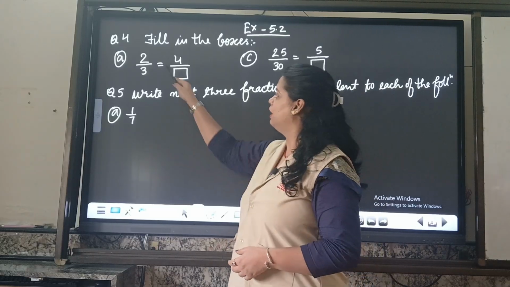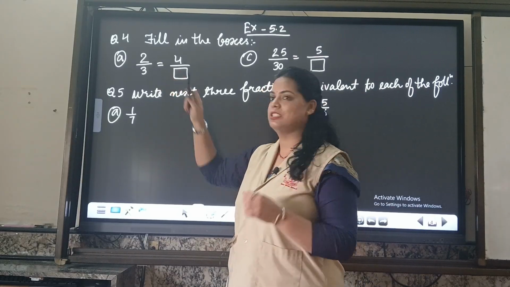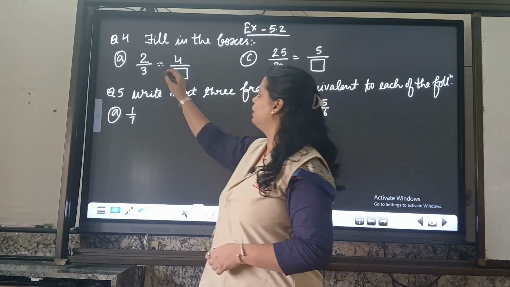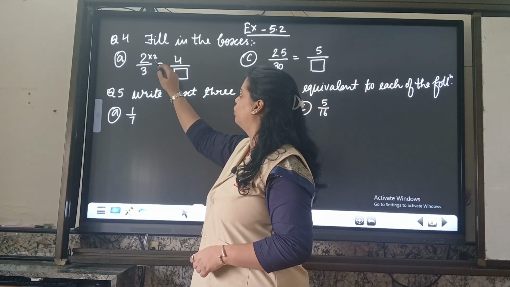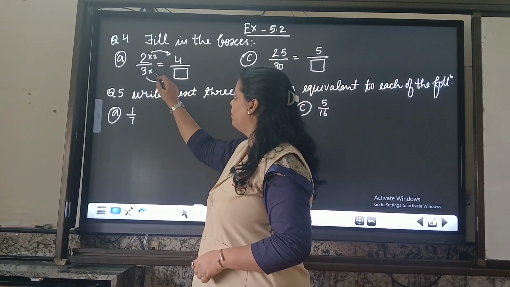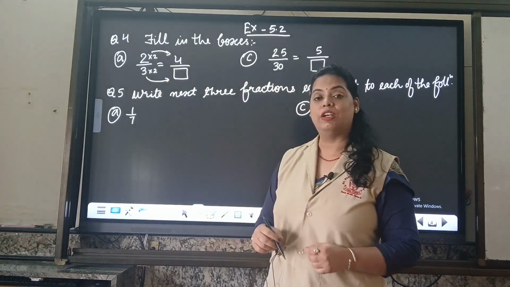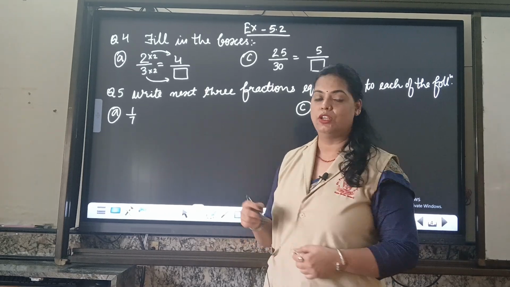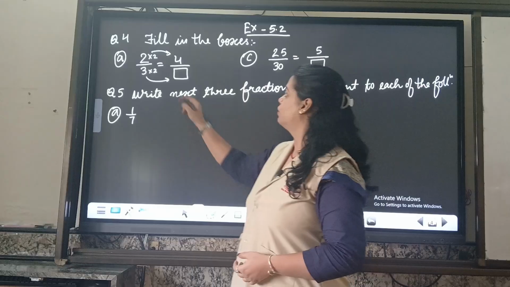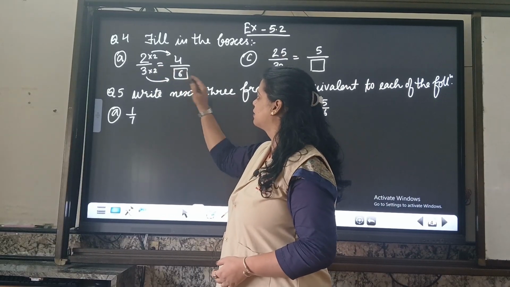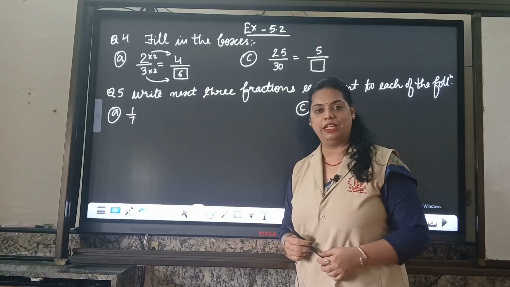You can multiply this fraction value with the same number to get numerator 4. Suppose I am taking multiply by 2 to get 4. So the same number I will take with the denominator, because equivalent fraction method says the same number you have to multiply or divide to get the equivalent number. So here I am getting 2 into 2 is 4 and here 3 into 2 is 6. So the missing value in the box would be 6.